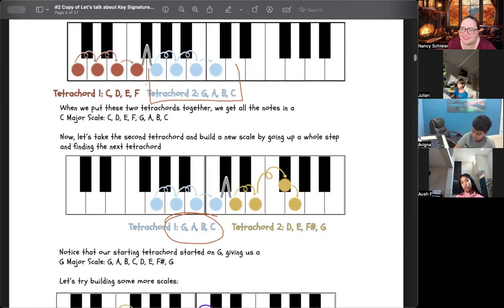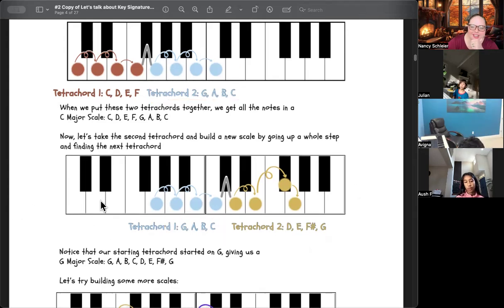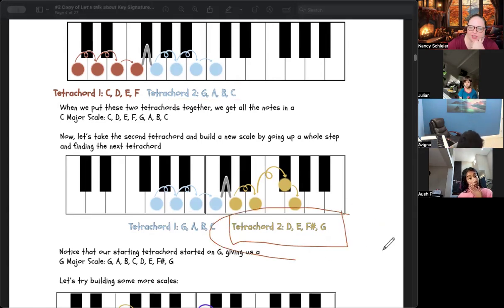Wait, wait. That's okay. We just need it going up. That was really good. Okay, now A is a little bit more risky for me. It's a little bit tricky. It is. Now, if I take that second tetrachord, what scale can I build off of that tetrachord?